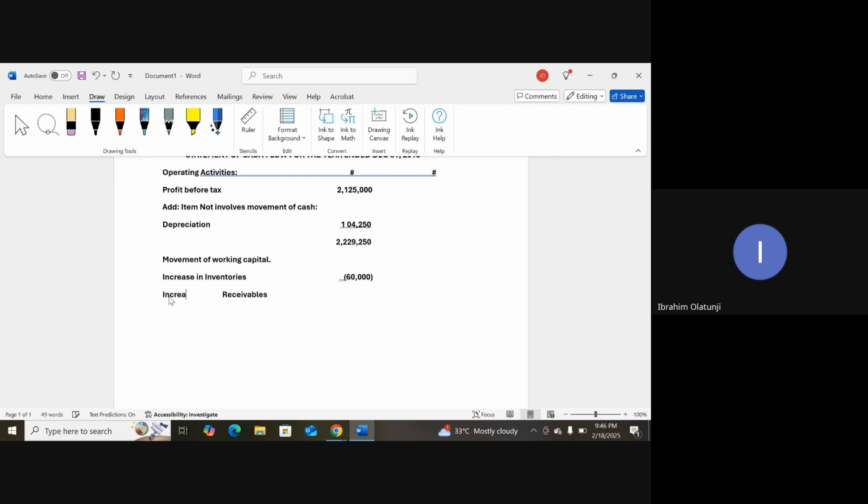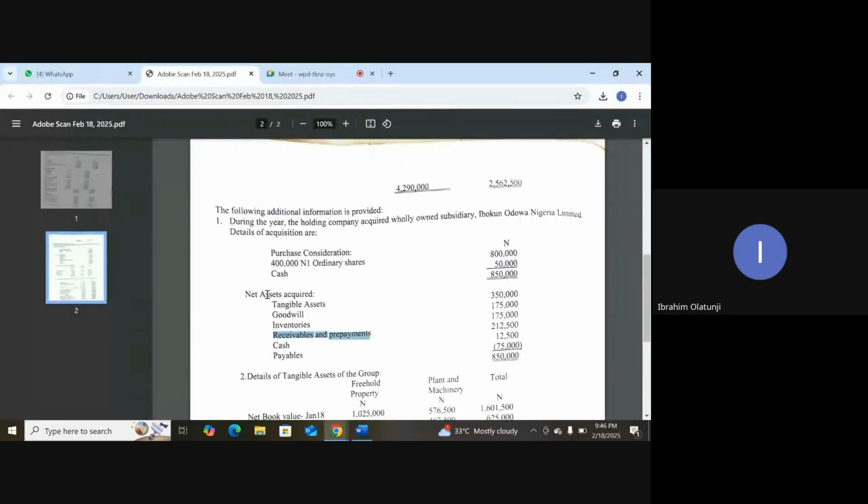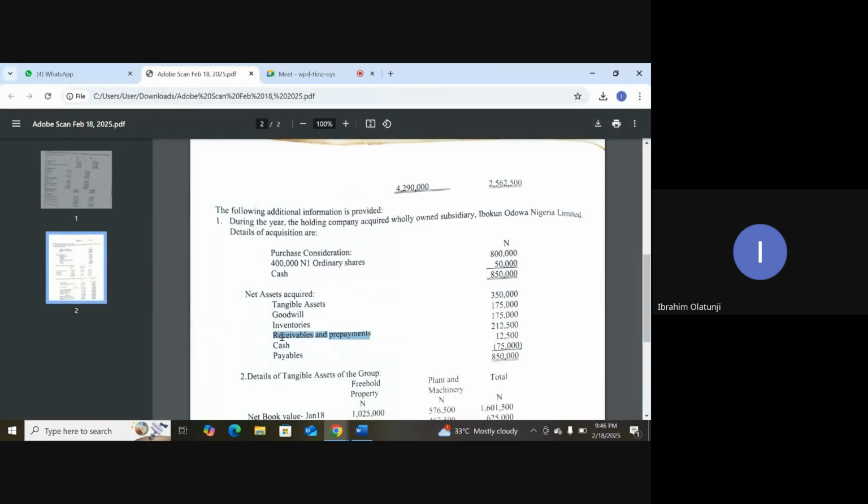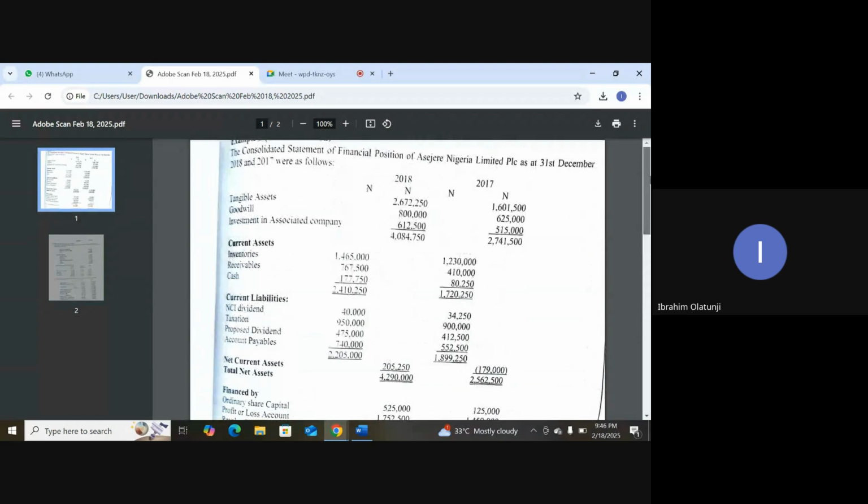It's clear. Let's move on. So how much is that? 145,000. You have to put it in brackets because our money is still outside. Then, apart from the current assets, we don't have any other thing because I said cash will not be part of it. Then we now move to current liability.